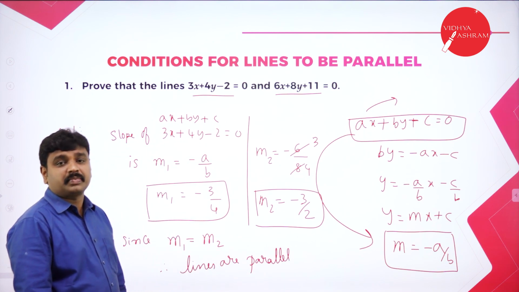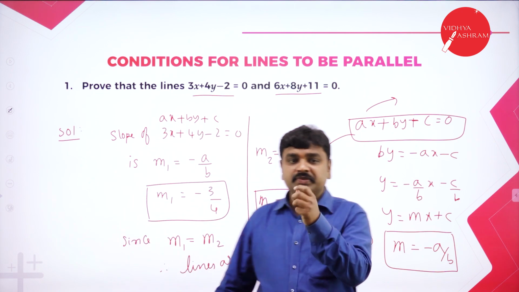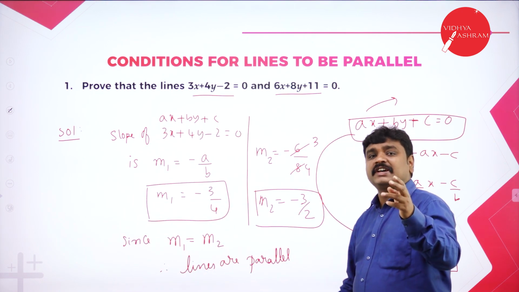When can you say two lines are parallel? We can say two lines are parallel if their slopes are equal. Now if you observe, slopes are equal, therefore the lines are parallel.